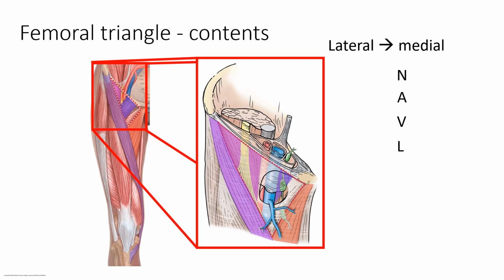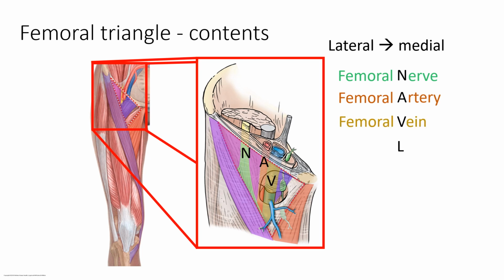So if we're going from lateral to medial in this zoomed in picture of the femoral triangle, first we see our N, the nerve, or specifically our femoral nerve, followed by our A, the artery, or our femoral artery, and then our V stands for our femoral vein, and then lastly the L stands for our lymphatics, or in this case, our deep inguinal lymph nodes.